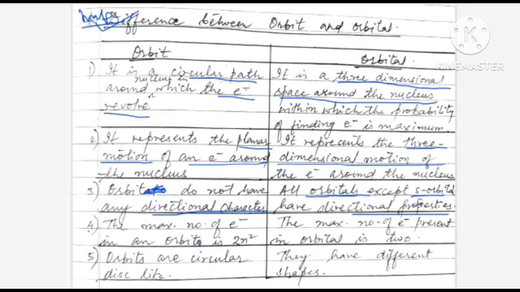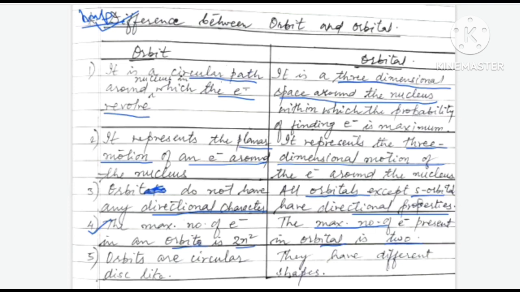The next point is about the number of electrons that can be accommodated. An orbit can accommodate a maximum of 2n² electrons. This we have even studied in class 9th also. Whereas an orbital can accommodate a maximum of 2 electrons. It cannot accommodate more than 2 electrons.